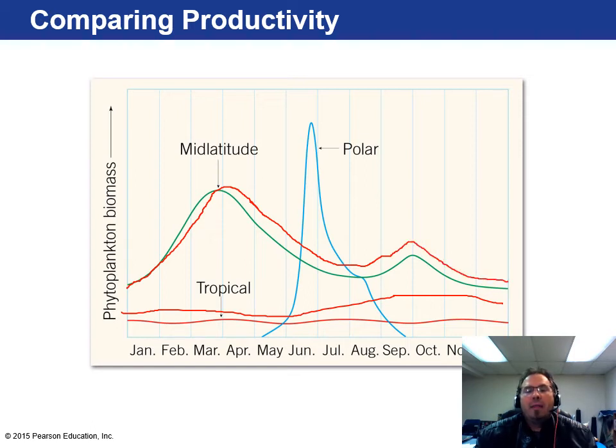In the polar regions, you can see it's very low and it just spikes straight up right around June, July because that's the warmest part of the year for that particular region. That's as warm as it's ever going to get, is that narrow window. But it's a high peak though.